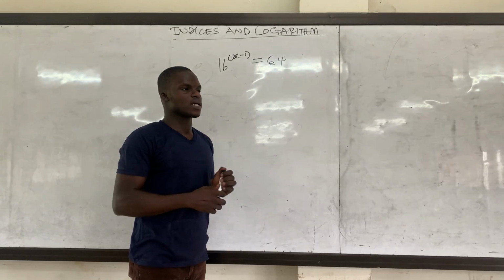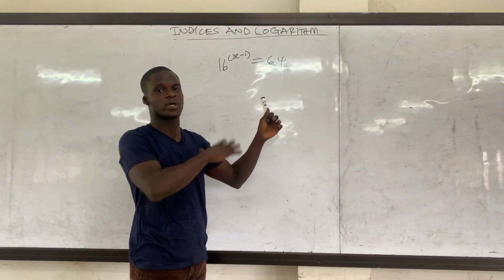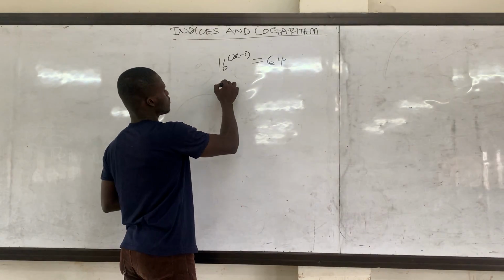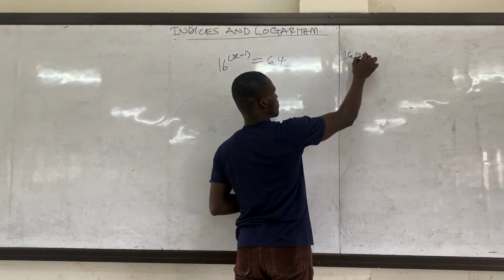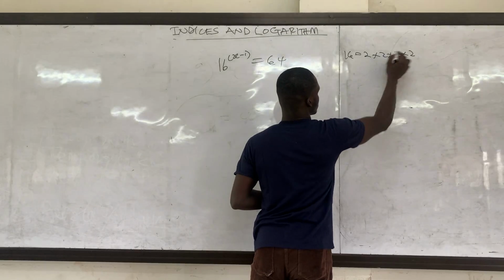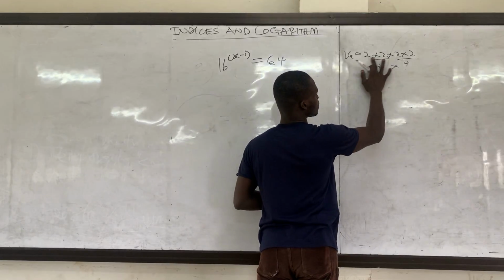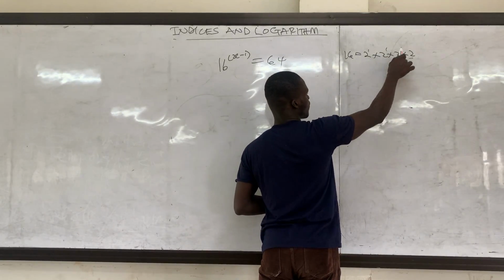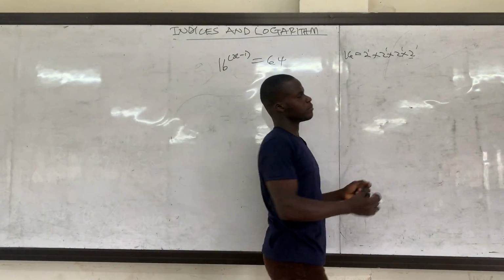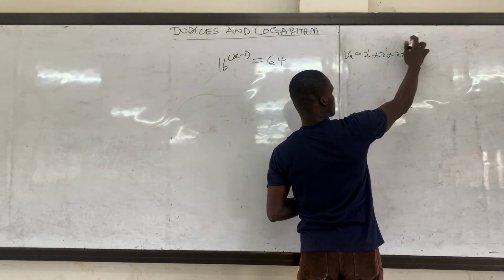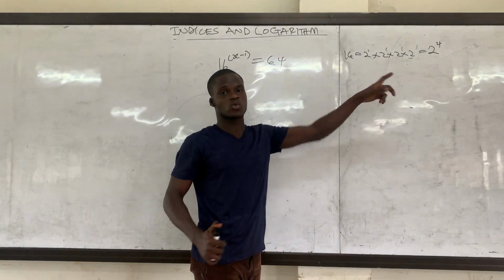Or in other words, we try to find a common base for both 64 and 16 so that we can equate them. So 16 first. Let me write that down. 16 is the same as 2 times 2 times 2 times 2, right? 2 times 2 is 4, 2 times 2 is 4, 4 times 4 is 16. Good. So each of the twos has an exponent of 1, so we just add them. 1 plus 1 plus 1 plus 1 is 4, right? So it means 16 is the same as 2 exponent 4.